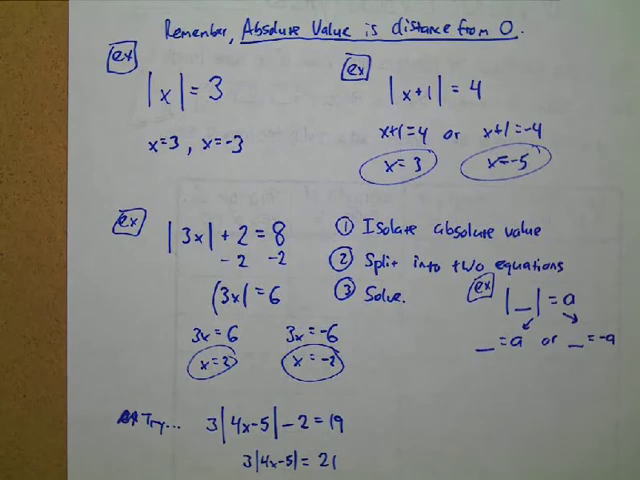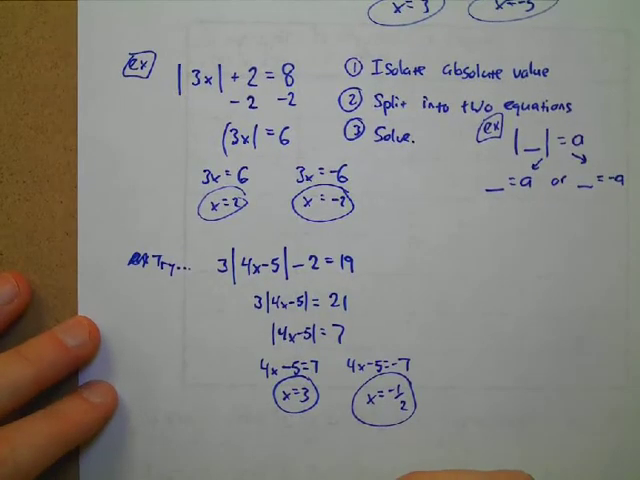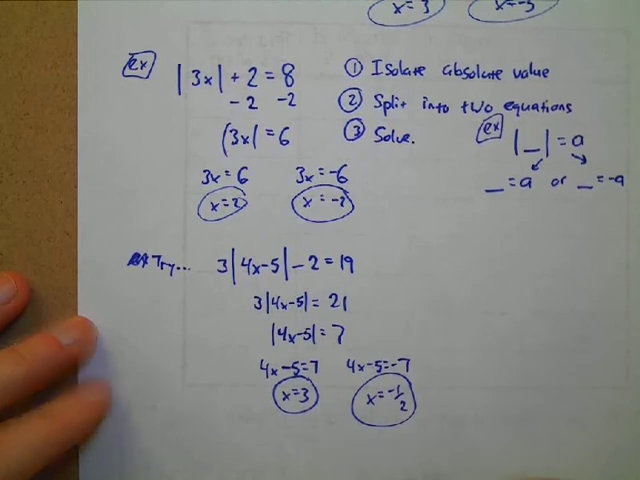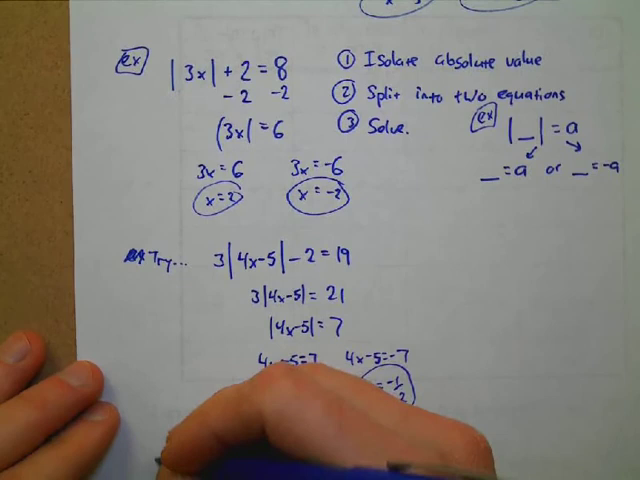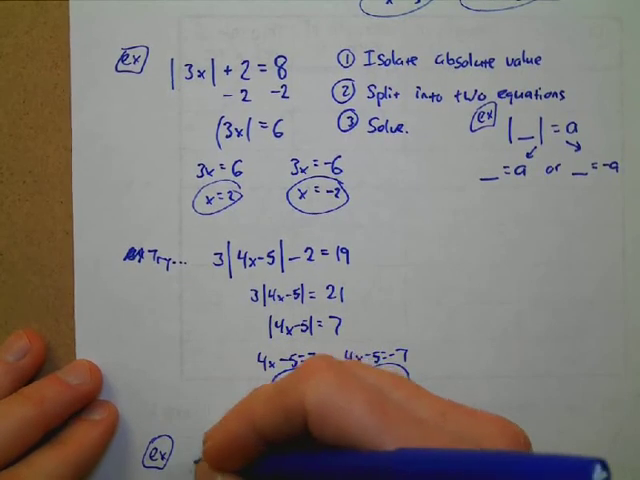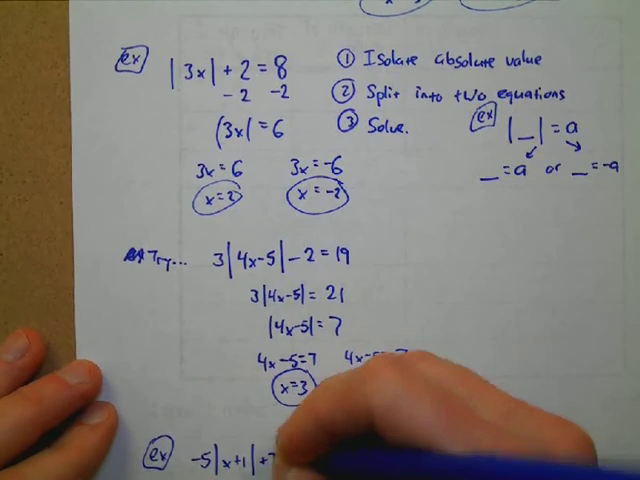I'm going to throw one more at you here with the equations, okay? Because some interesting things can also show up here as well. I'll do this one. Negative 5, absolute value of x plus 1, plus 2 equals 12.